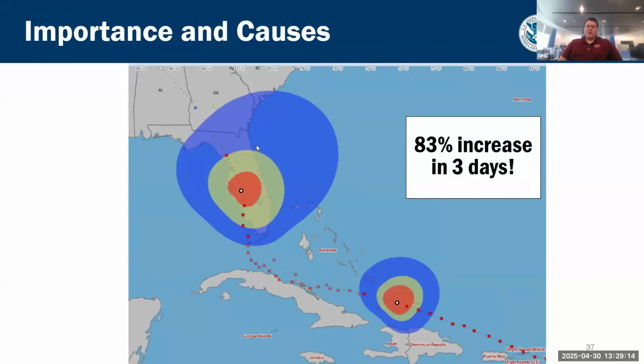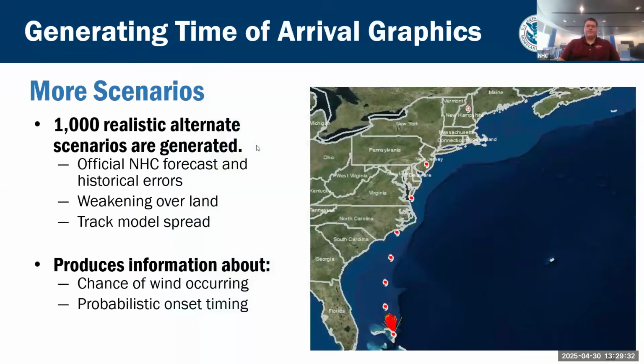Going back to show you what it looked like 3 days prior to that point, it's about an 83% increase in storm size. So another thing you need to take into account is that storms aren't static and don't keep the same wind radii throughout the entire forecast period. We have to take into account that these storms usually do grow, especially as they move further north.